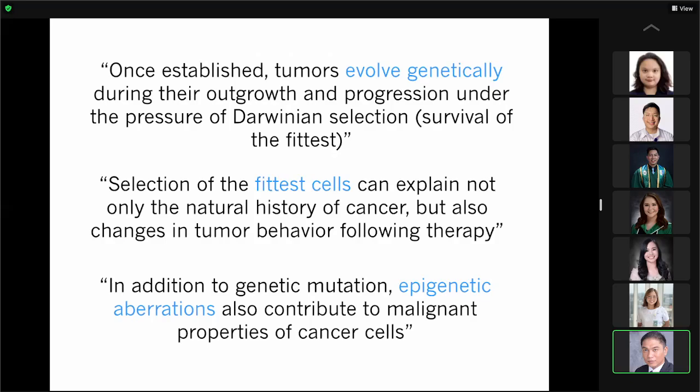Once established, tumors evolve genetically during their outgrowth and progression under the pressure of Darwinian selection. So survival of the fittest. Selection of the fittest cells can explain not only the natural history of cancer, but also changes in tumor behavior after therapy. In addition to genetic mutation, epigenetic aberration. So pag epigenetic kasi there is no change in the sequence of the DNA, right? So epigenetic alterations, aberrations also contribute to malignant properties of cancer cells.